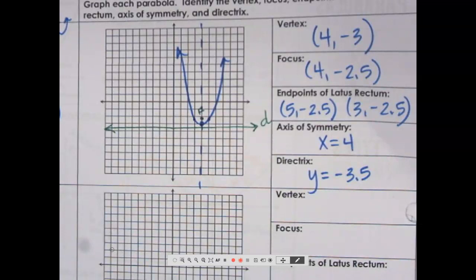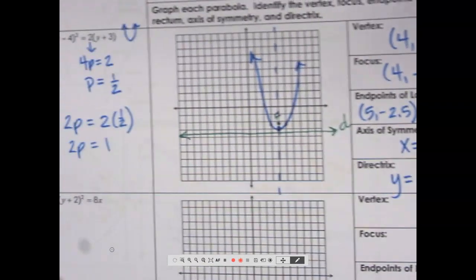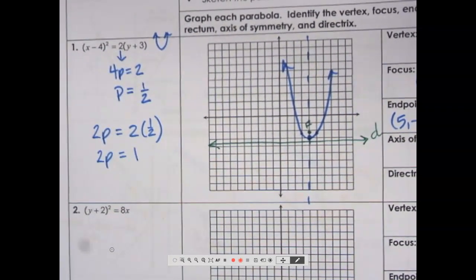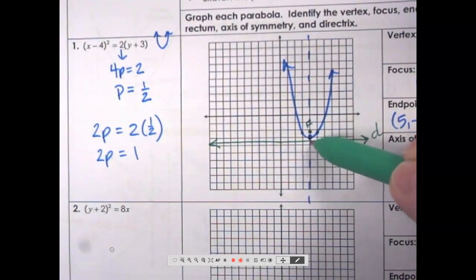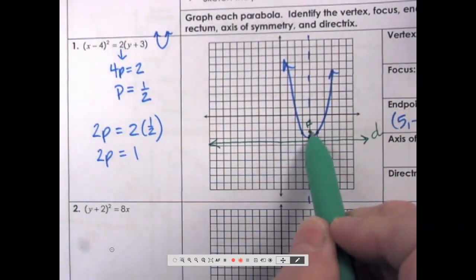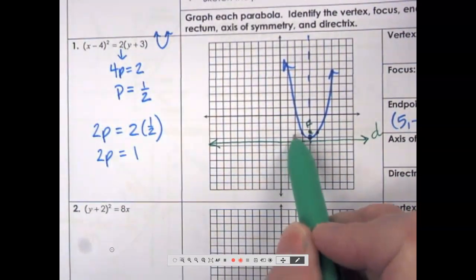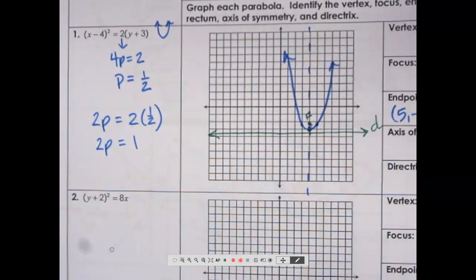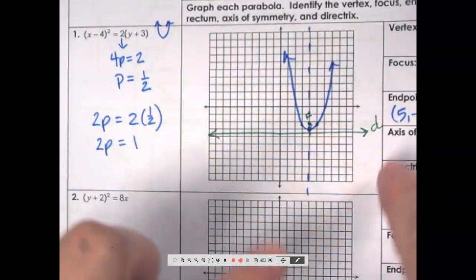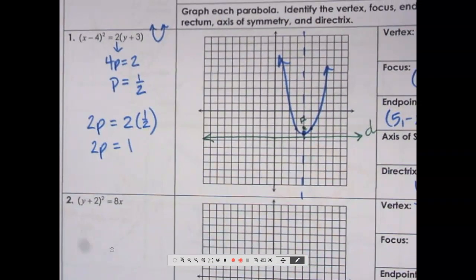Good, bad, question, comment? So remember, this distance is P, and this distance is P. But when I go over and find an ordered pair, I go 2P in each direction. So I went up P, down P, right 2P, left 2P to find all those important little pieces. Question?